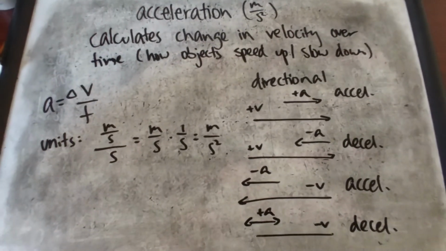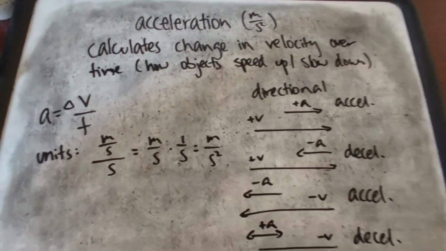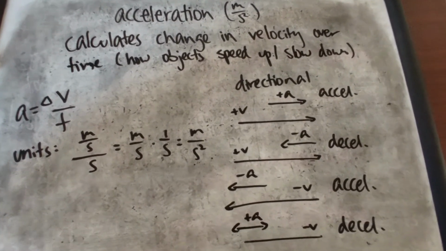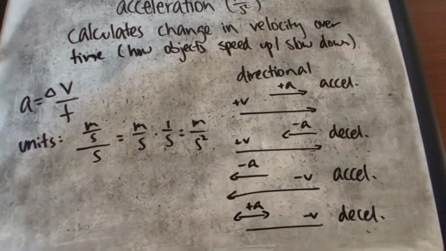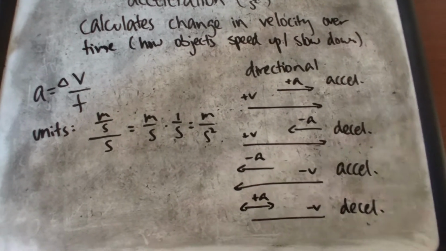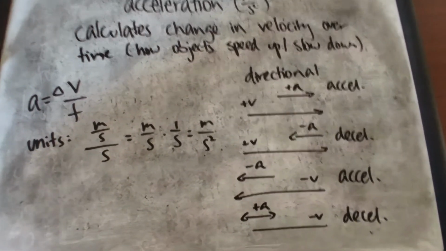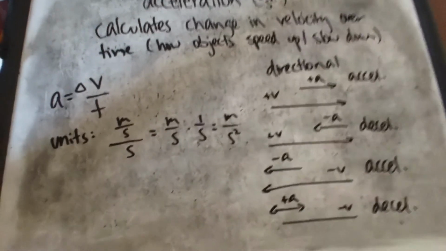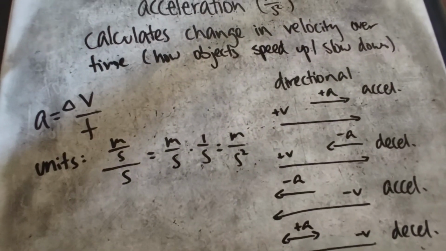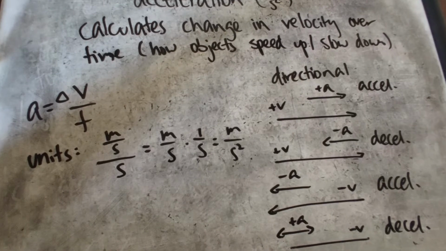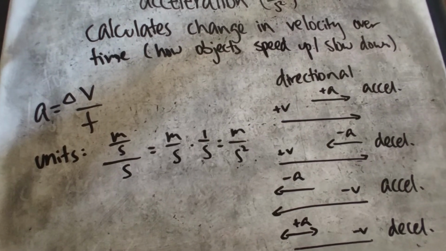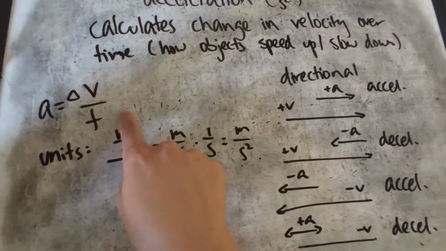The second topic we're going to go over is acceleration. So acceleration calculates the change in velocity over time. So this means it calculates the extent of how objects speed up or slow down. So the formula is this definition in terms of formula, and that is the change in velocity over time.